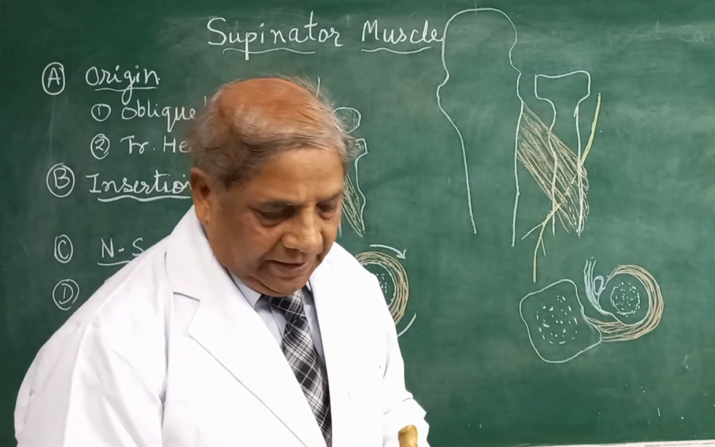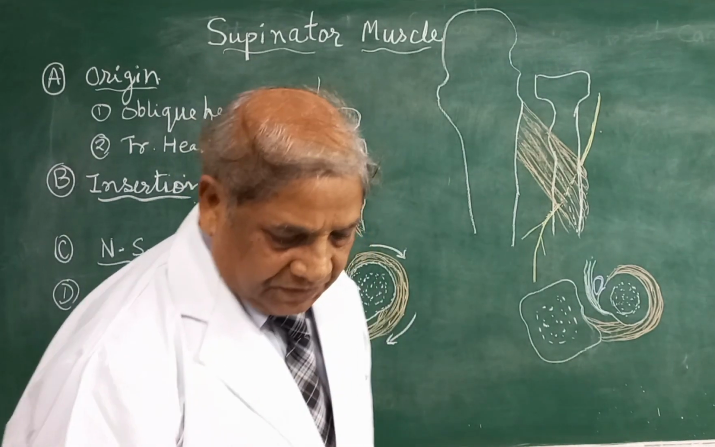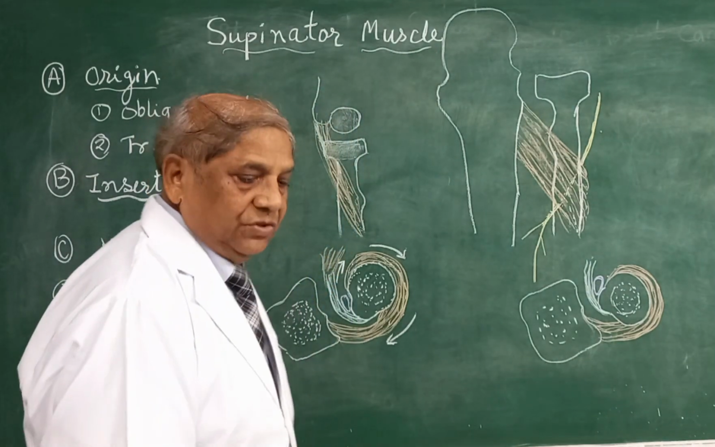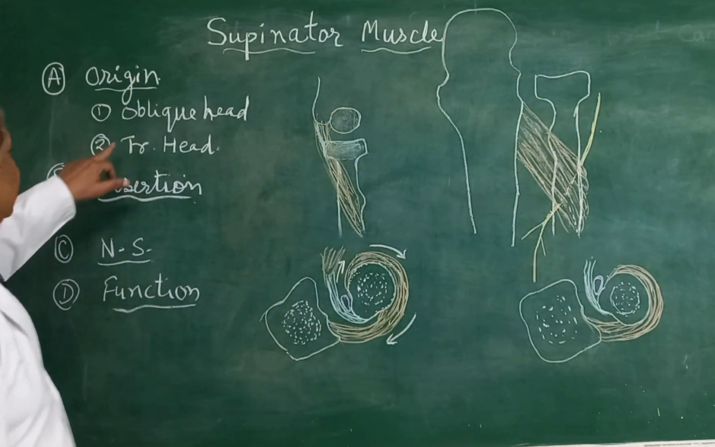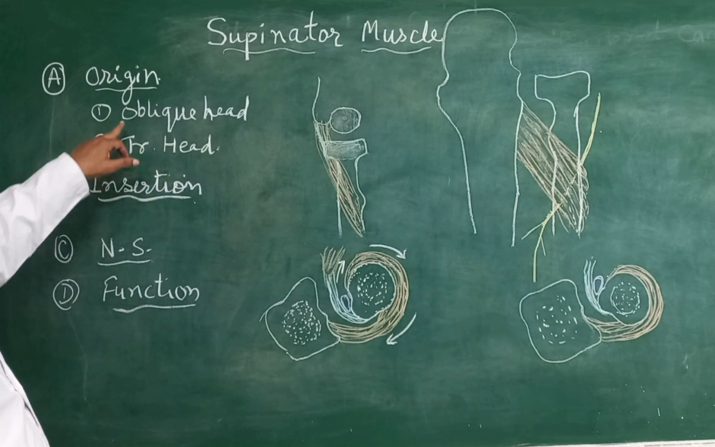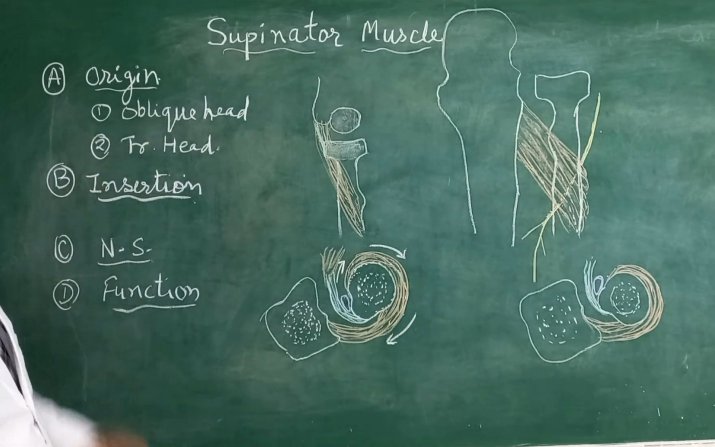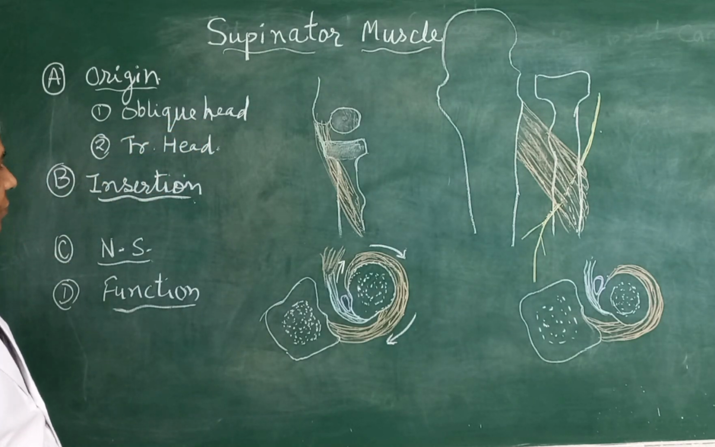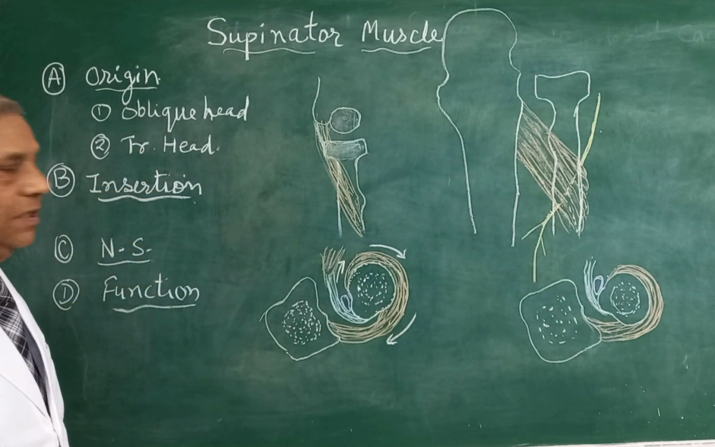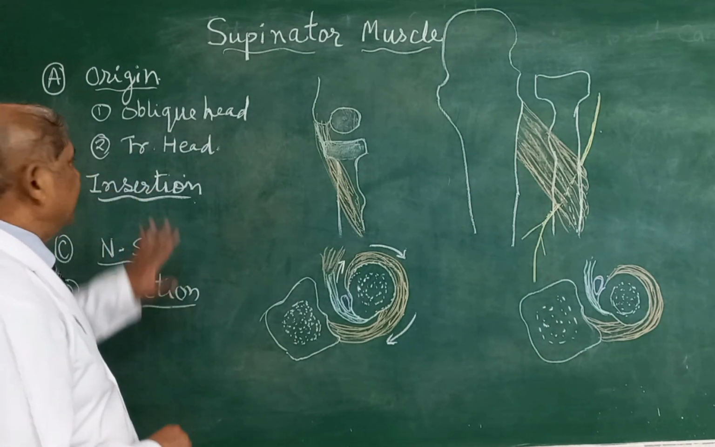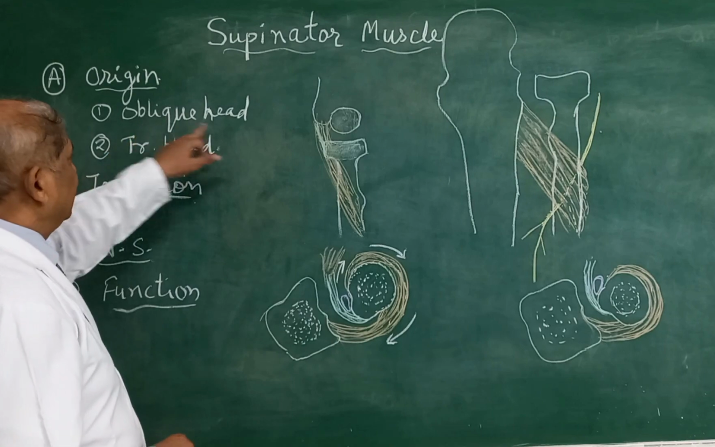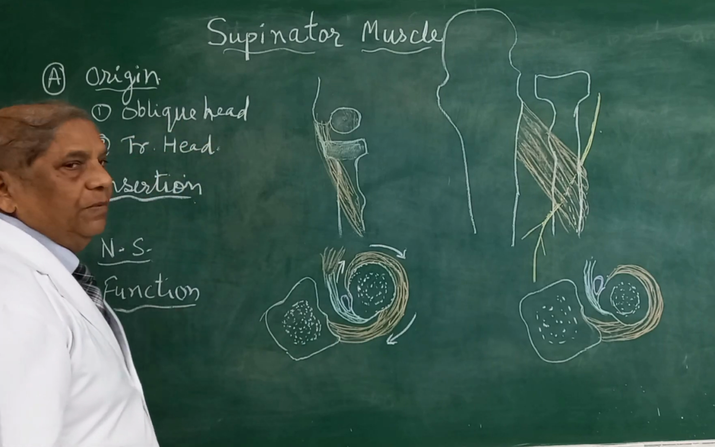So this is the origin of the head which is called the transverse head. Now the origin as such is in two different heads, the oblique head and the transverse head. I have shown you the origin of the transverse head from the supinator crest. We will come to it again. Let us see the oblique head.